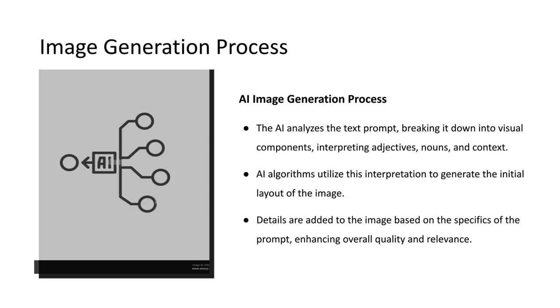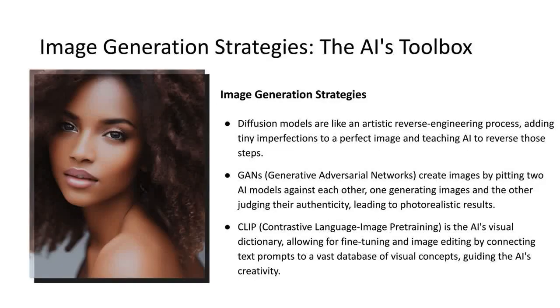Knowing the basic techniques of text-to-image generation, we will now explore the different strategies AI uses to create images with them, namely diffusion models, generative adversarial networks, and contrastive language image pre-training model. Understanding these techniques empowers you to craft even more effective prompts.